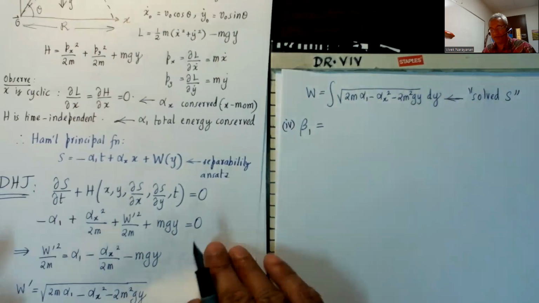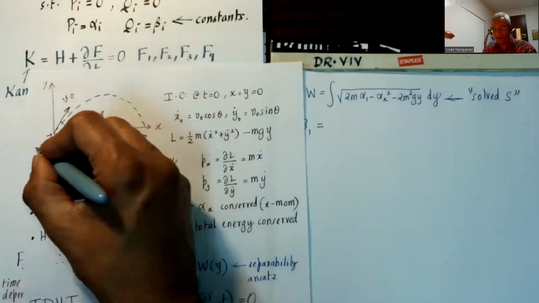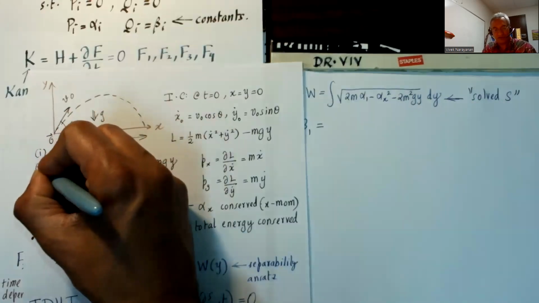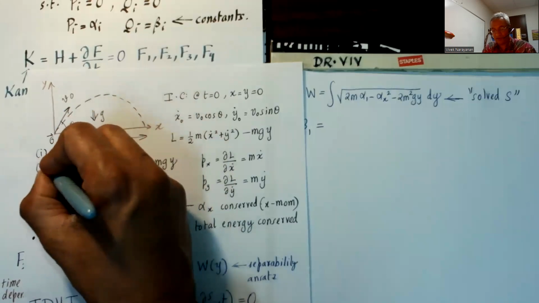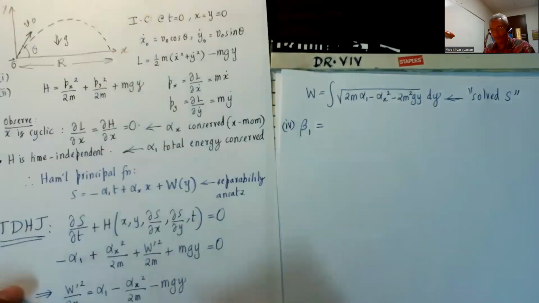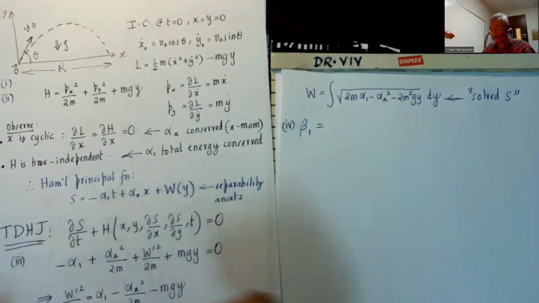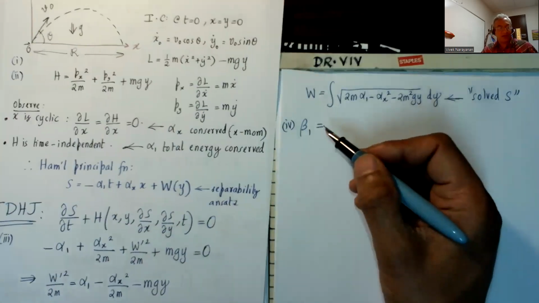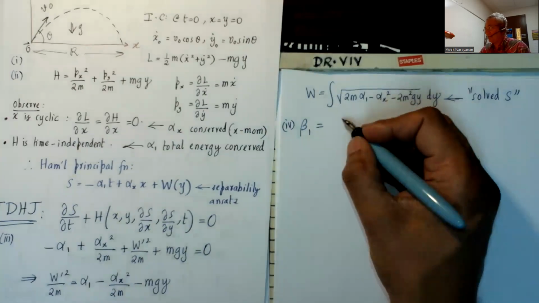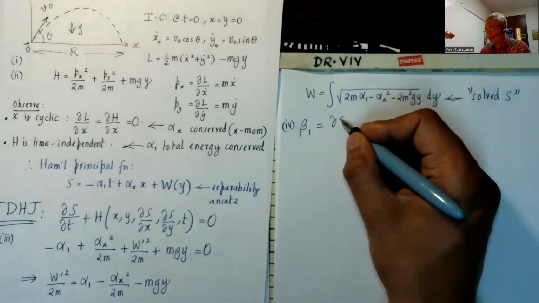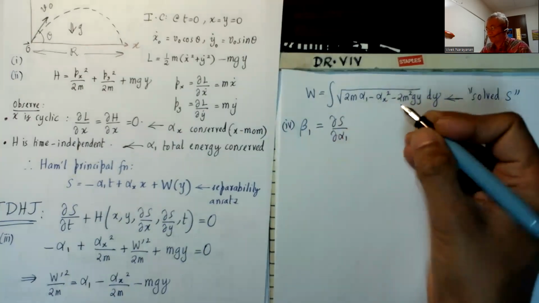Maybe I should have written all these steps out. Step 1, step 2, solve by separating variables for step 3, and this is step 4. So what we're going to do is take the derivative with respect to alpha 1.